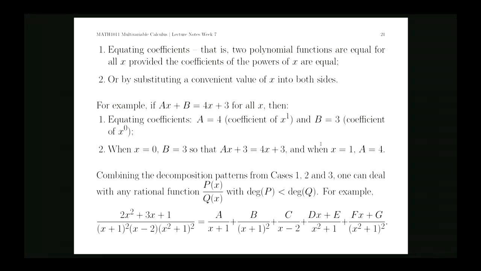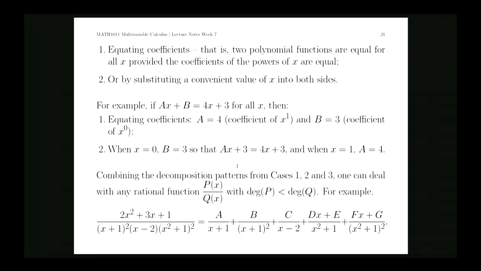Or you could do it this way. If I say this is an equation that has to be true for all x, so if I plug in x equals 0, I immediately get B is 3, don't I? And then I can substitute in any other value of x I like and get A. Which method you use depends on the problem and depends on which one you prefer. And you can combine all of these rules together.